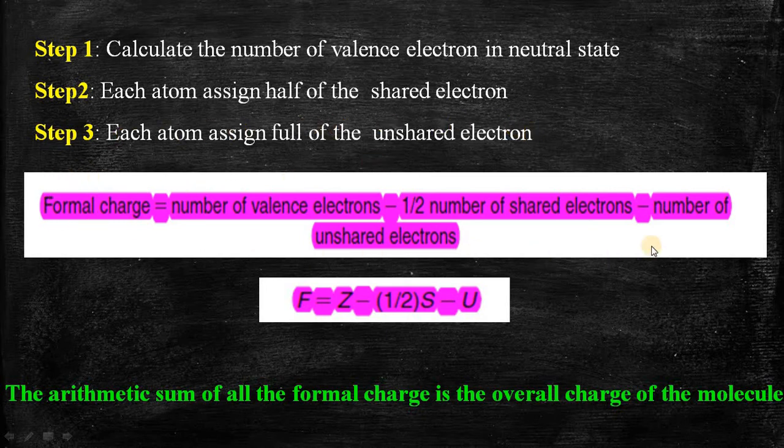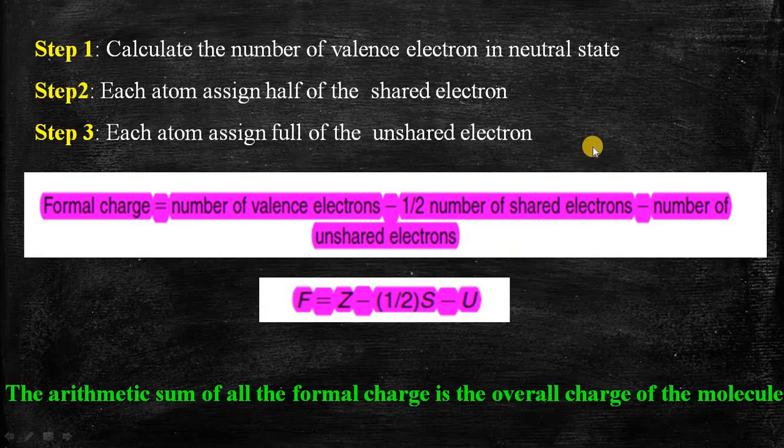This is the whole formula to calculate the formal charge of any atom in a molecule or ion. You can write this formula in a shorter version: F = Z - 1/2 S - U. F is the short form of formal charge, Z is the number of valence electrons, S is the number of shared electrons, and U is the number of unshared electrons.